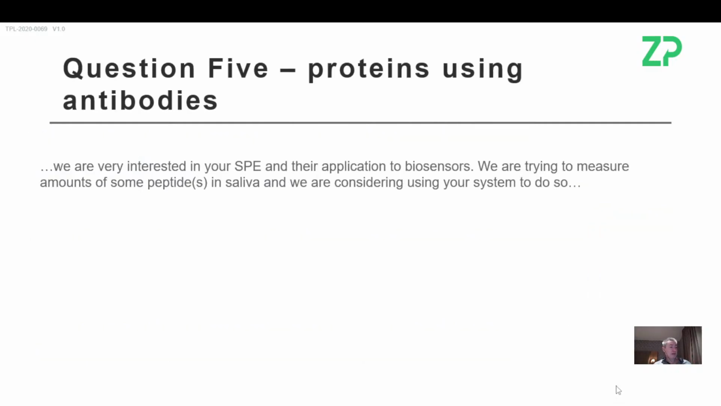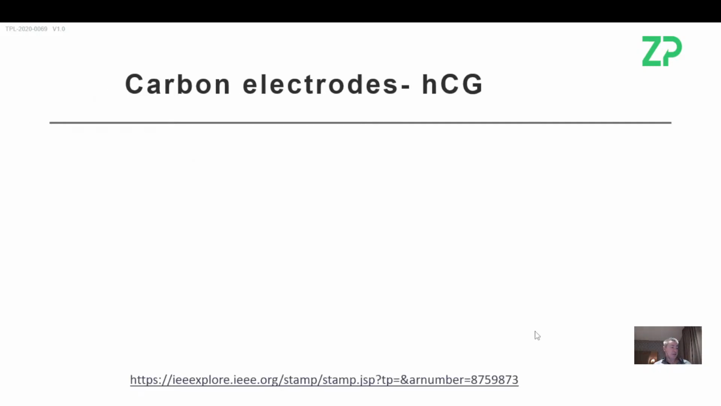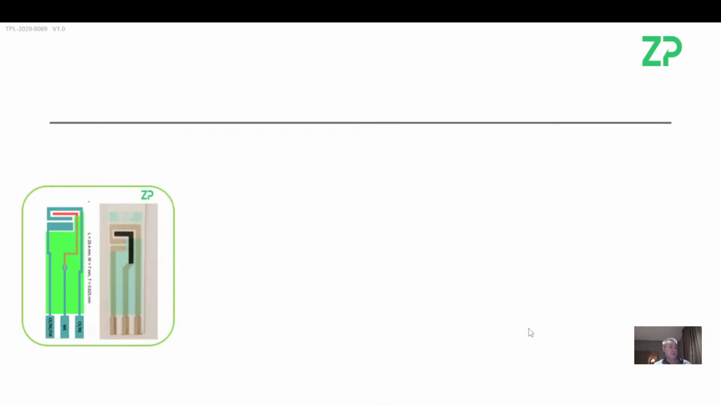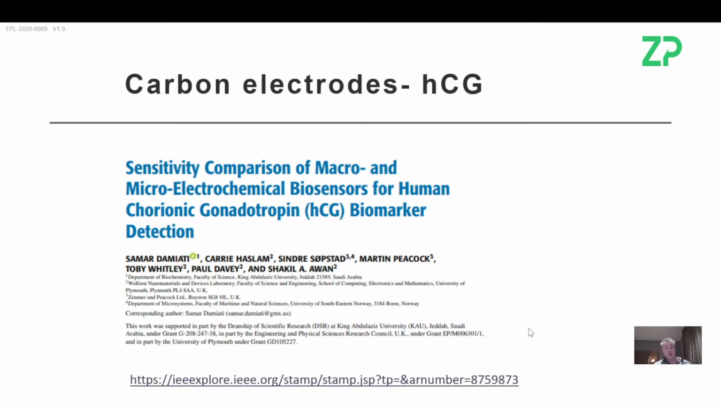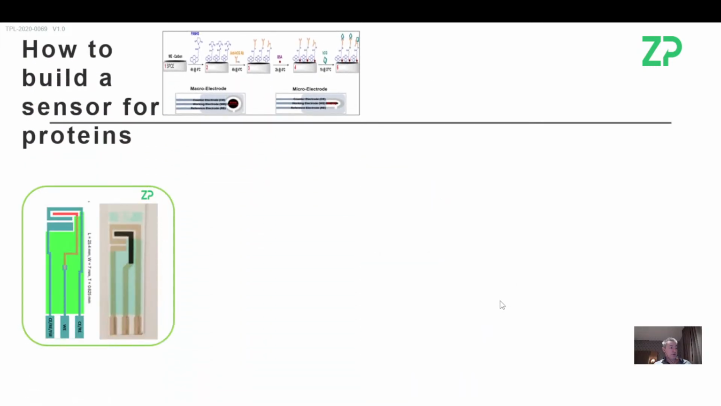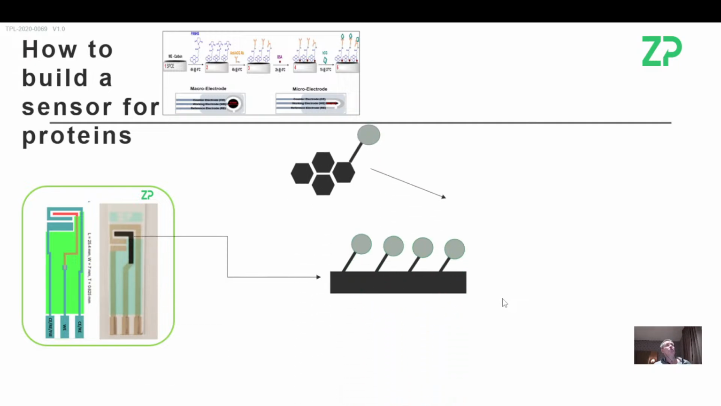Right, question number 5, proteins detected using antibodies. These are some slides that I put up in the past, but we have published in the academic literature. This is one of the first papers we did actually when Zimmer Peacock first came along. Take one of our hypervalue electrodes. This is called pyrene, I think, NHS.